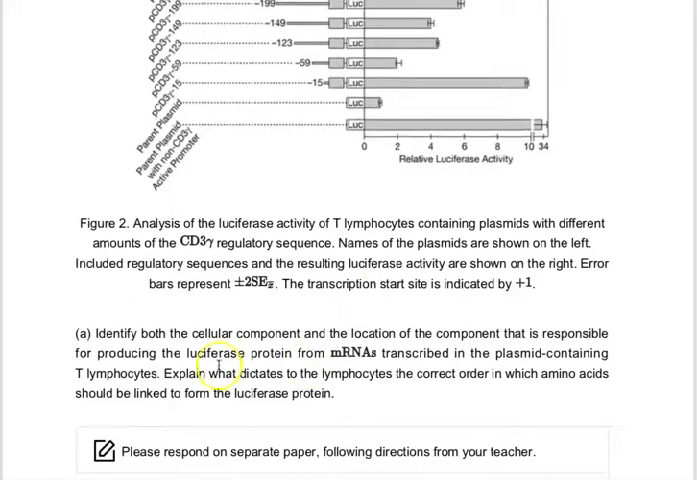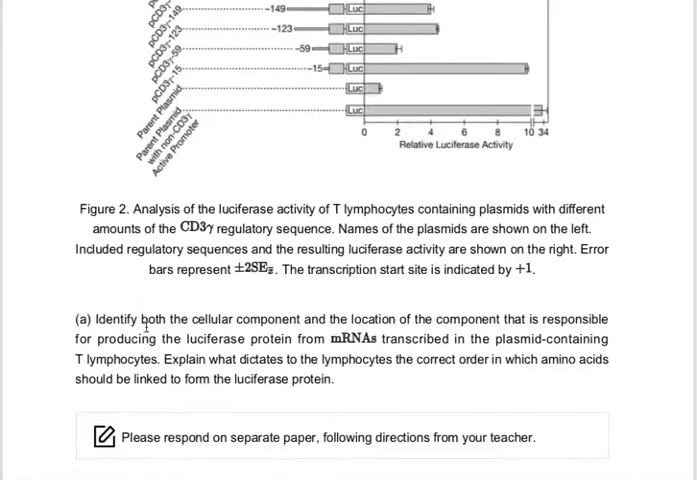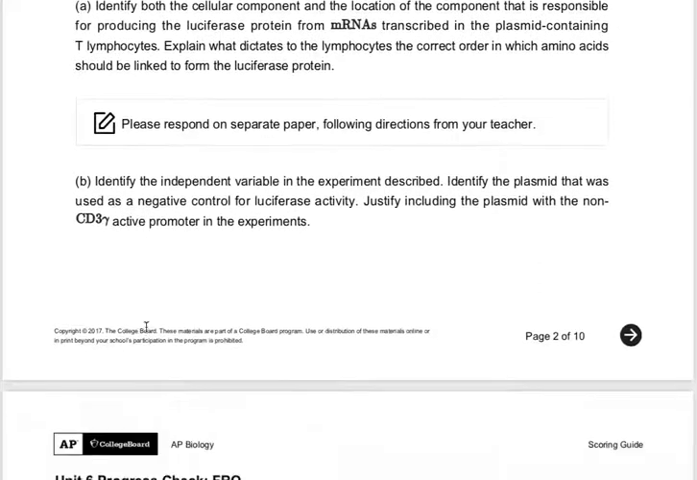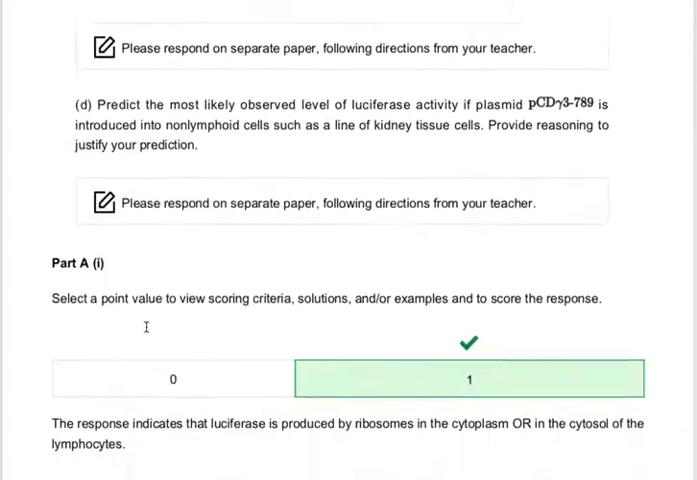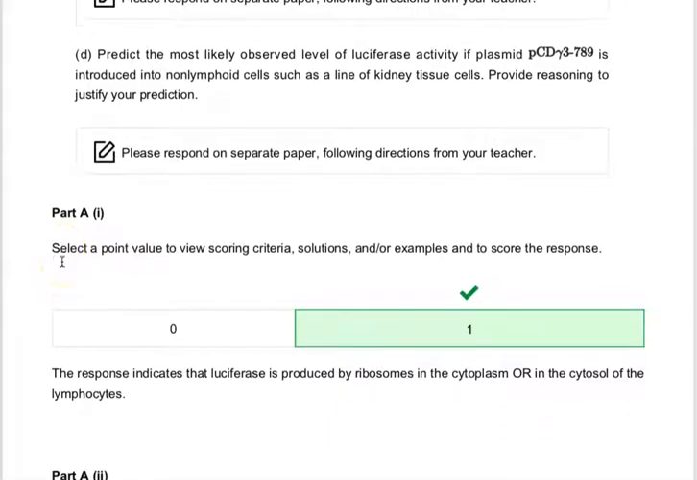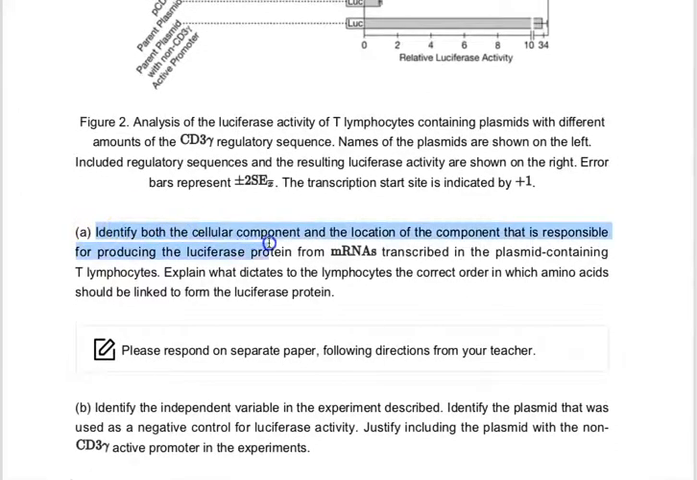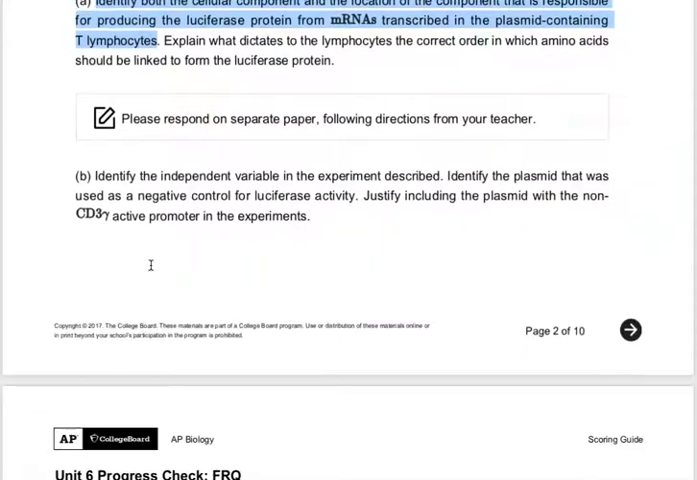Okay, so let's start going into the actual scoring guide. All of these are your questions, and this is kind of what you saw in AP Classroom, how you were able to answer this. So let's go into question 1. Identify both the cellular component and the location of the component that is responsible for producing the luciferase protein from mRNA transcribed in the plasmid-containing T lymphocytes. This is a whole bunch of wording to simply ask you: where is the protein being produced and what is it using to produce this protein?